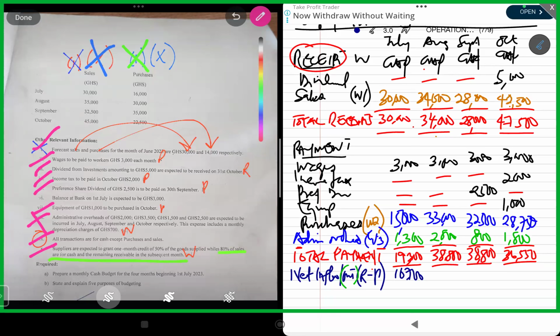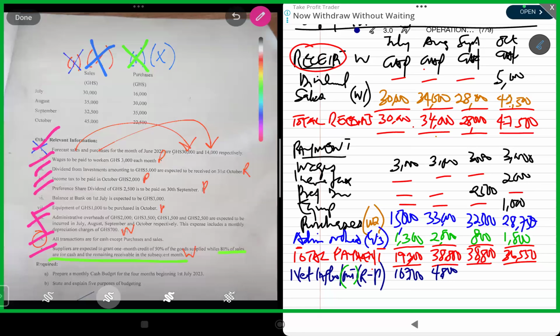Do it for all the months. 34,000 minus 38,800. Oh, 4,800. Then 38,800 minus 28,000. 10,800. Then 37,500 minus 36,500.